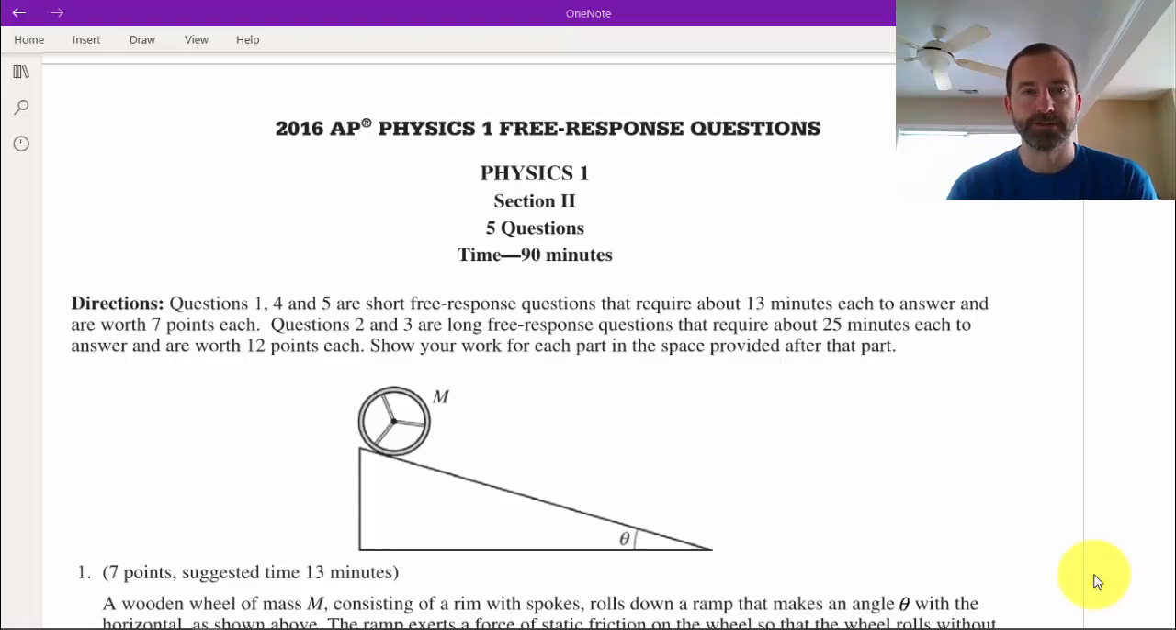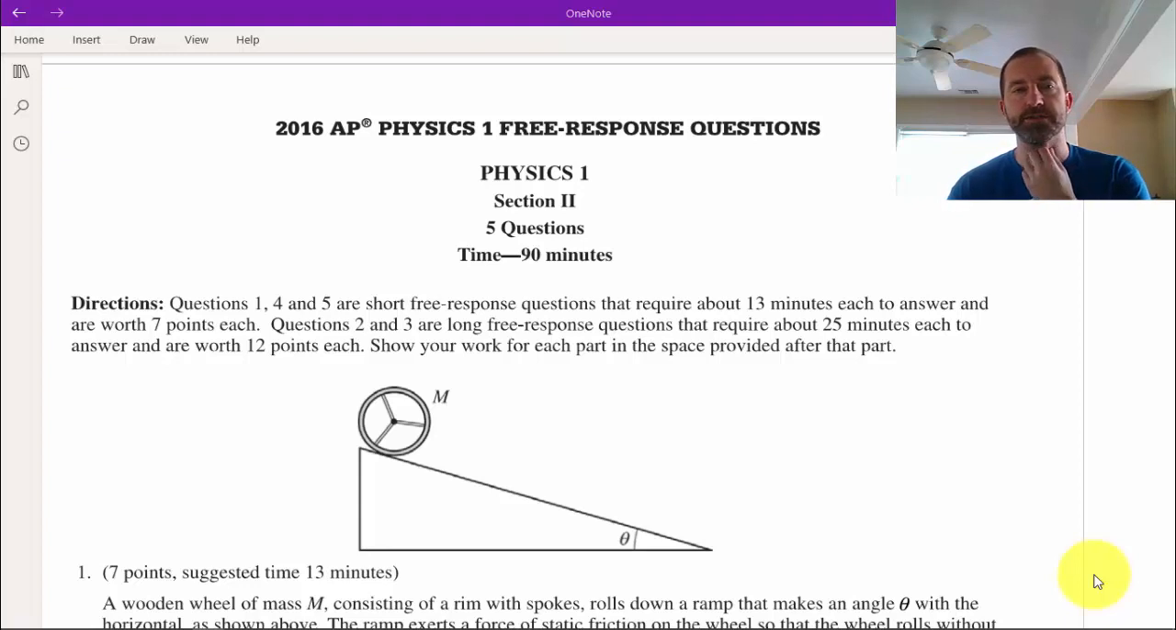Hello. We're going to take a look at the 2016 FRQ problem number 1 from the actual administered exams. This is an argument short answer, 7 points or 15 minutes of time on the upcoming exam. This one does involve a little bit of rotation, although that's kind of minor.